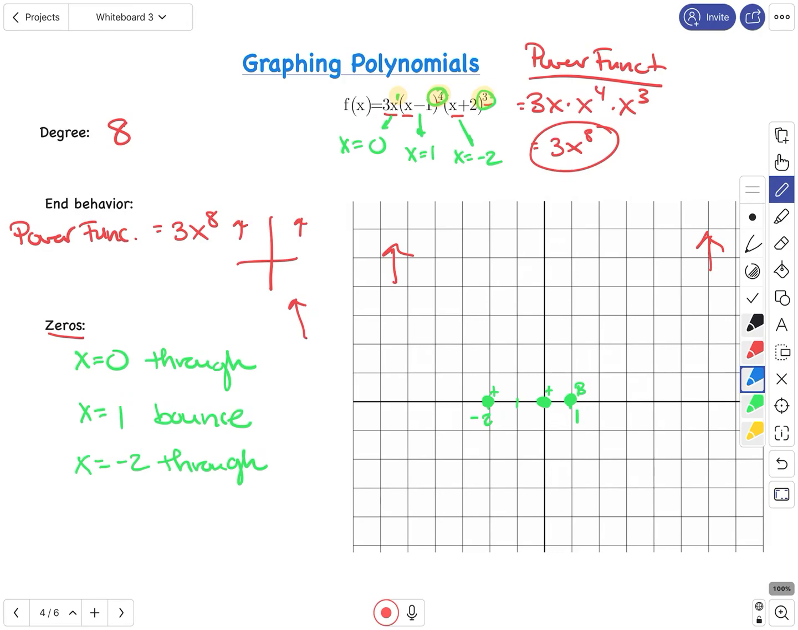Starting up here, up on the left, we have to go through x equals -2. So through x equals -2. We have to hit x equals 0, so back up, but through x equals 0, and then we bounce off of x equals 1 and end up going back up.